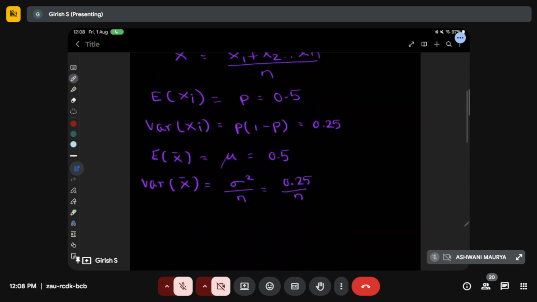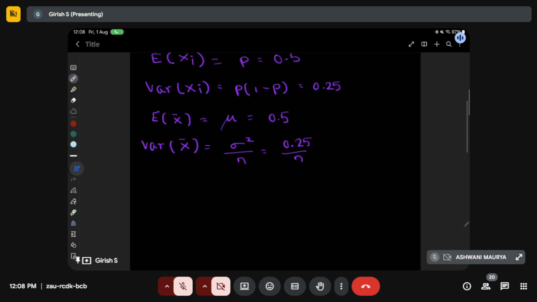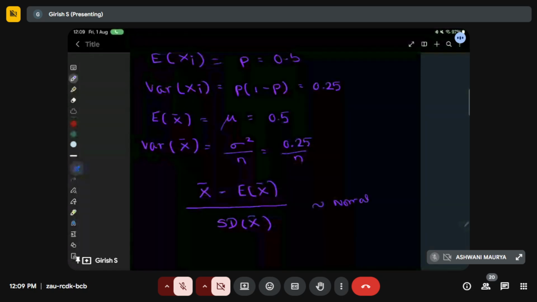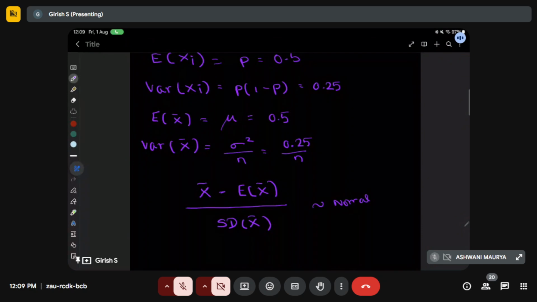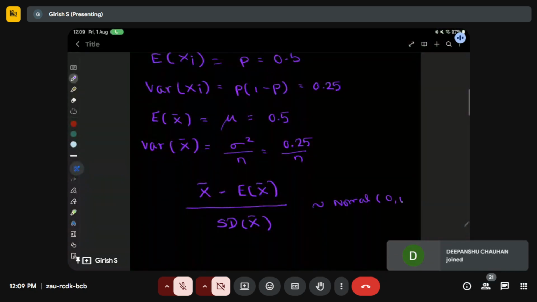Now what the central limit theorem says is, let's consider X bar minus the expectation of X bar, divided by the standard deviation of X bar. This follows a normal distribution. In fact, it follows the standard normal distribution.